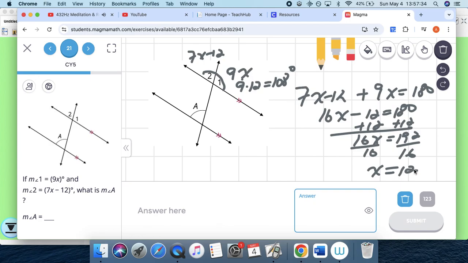We found the value of x. So I come back here and do the same. 7 times 12 minus 12. 7 times 12 is 84, and then minus 12 gives us 72. So angle 2 is 72 degrees. That's angle 2. Now, can you figure out angle A? Well, angle A is 72 degrees because angle 2 and angle A are corresponding. So I'm going to put a little bubble there.